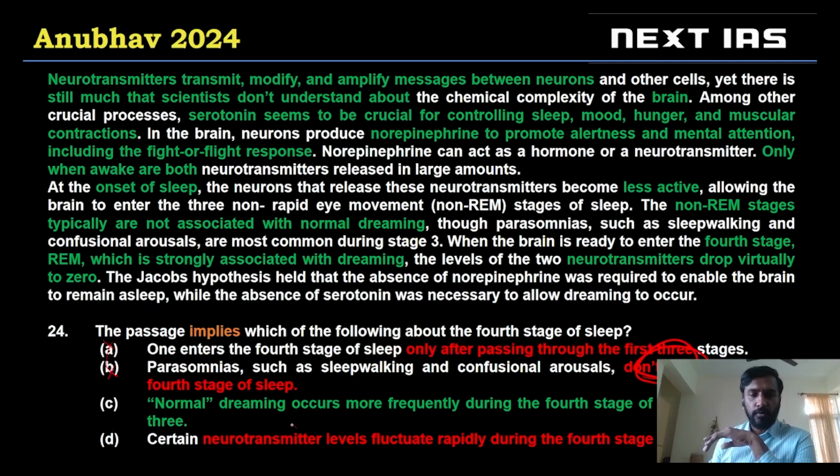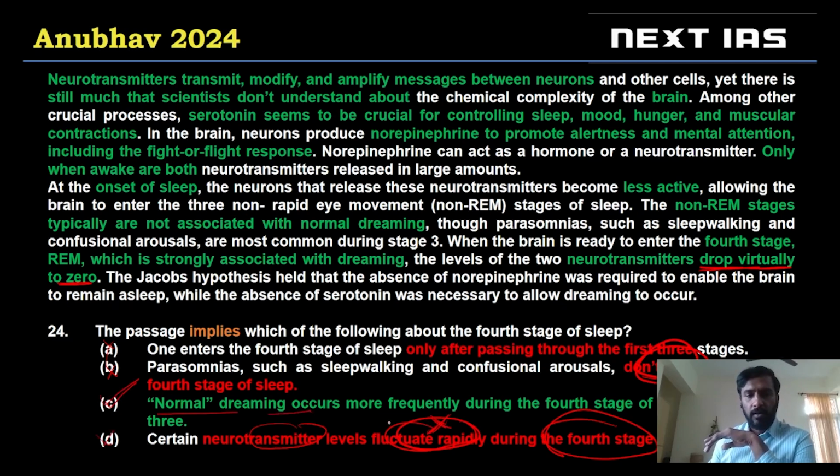And option D, neurotransmitter levels fluctuate rapidly. If you notice, they drop virtually to zero during the fourth stage, right? So fluctuate rapidly would be incorrect. They don't fluctuate rapidly. So option C is the correct choice.